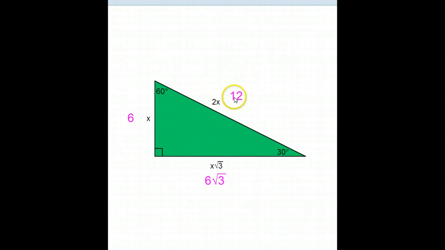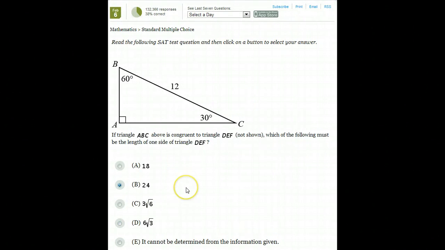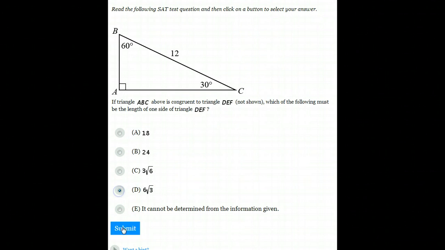So you can say 2x equals 12, so x must equal 6. Or x square root of 3 would take on a value of 6 square root of 3. So the value that the triangle has to contain is either 6 or 6 square root of 3. So if we jump back to our answer choices, that would have to be choice D.